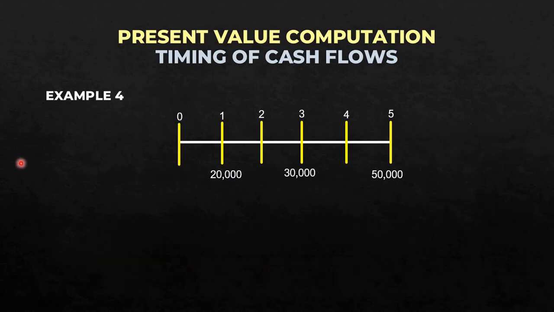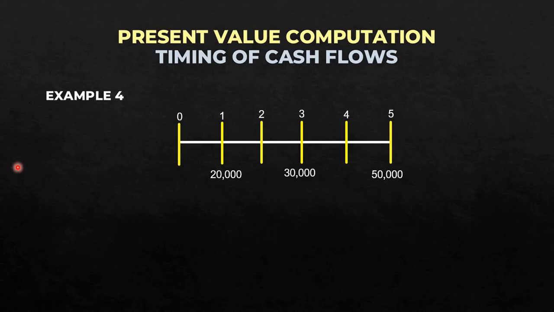So lastly, dito naman tayo sa example number 4 for present value computation. So meron lang tayo ritong tatlong future cash flows. So magkakaiba yung cash flows natin in the future at yung gap nila, yung interval of collection is magkakaiba din. So hindi rito mag-a-apply yung ordinary annuity at yung annuity due. So hindi natin yun magagamit. So ang magagamit lang natin na formula is yung formula na ginamit natin sa example number 1.